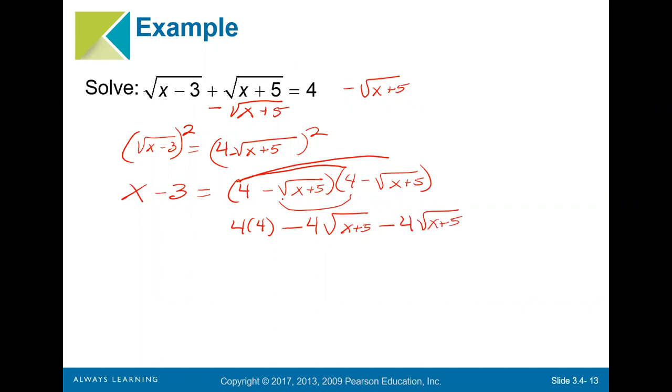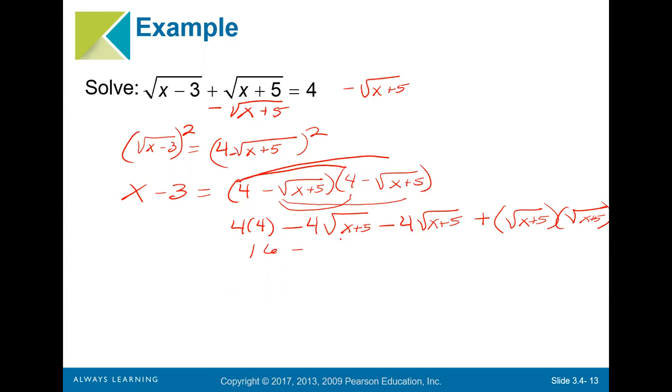Okay. And then I'm going to take these last two. Negative times negative is positive, so I have the square root of x plus 5 times the square root of x plus 5. Since they're being multiplied, I'm going to do an extra step. I'm going to rewrite this. 4 times 4 is 16, and then I have negative 4.